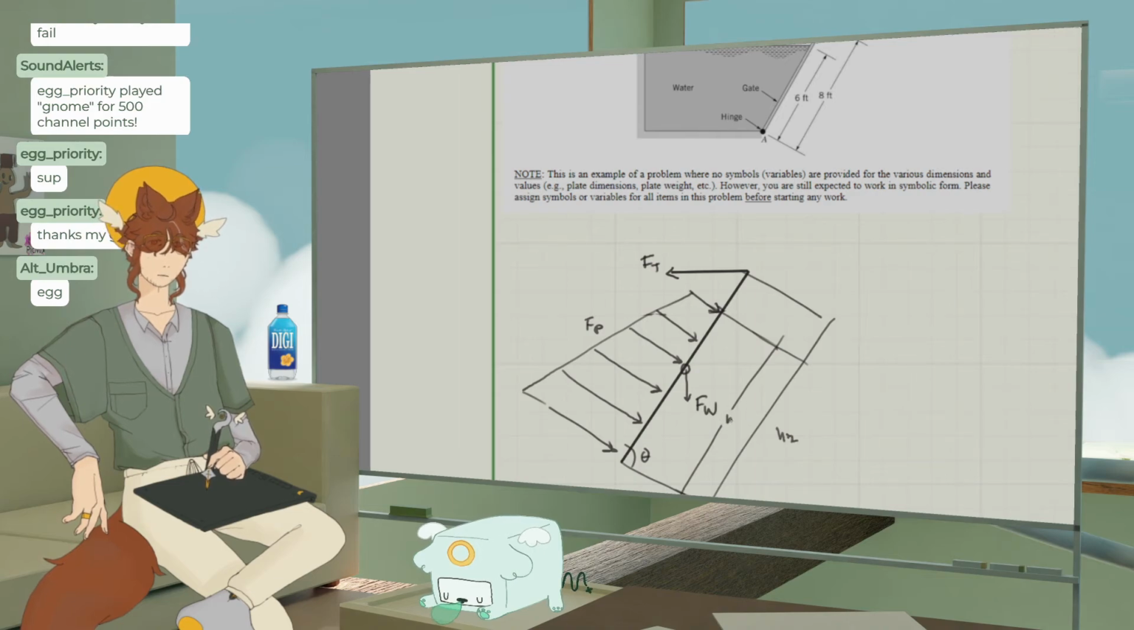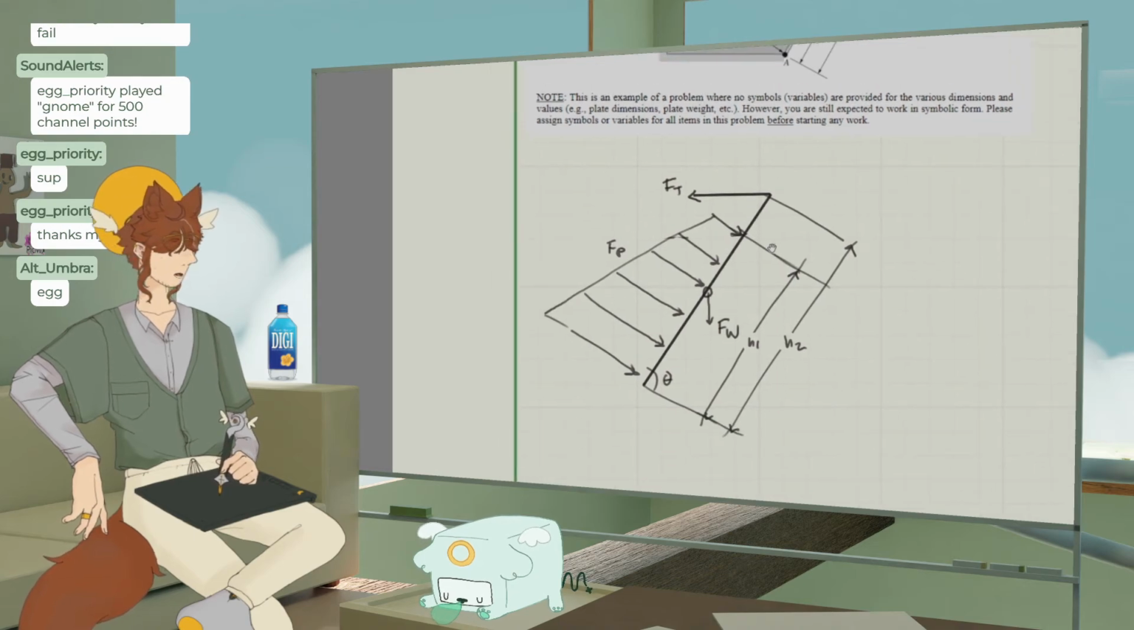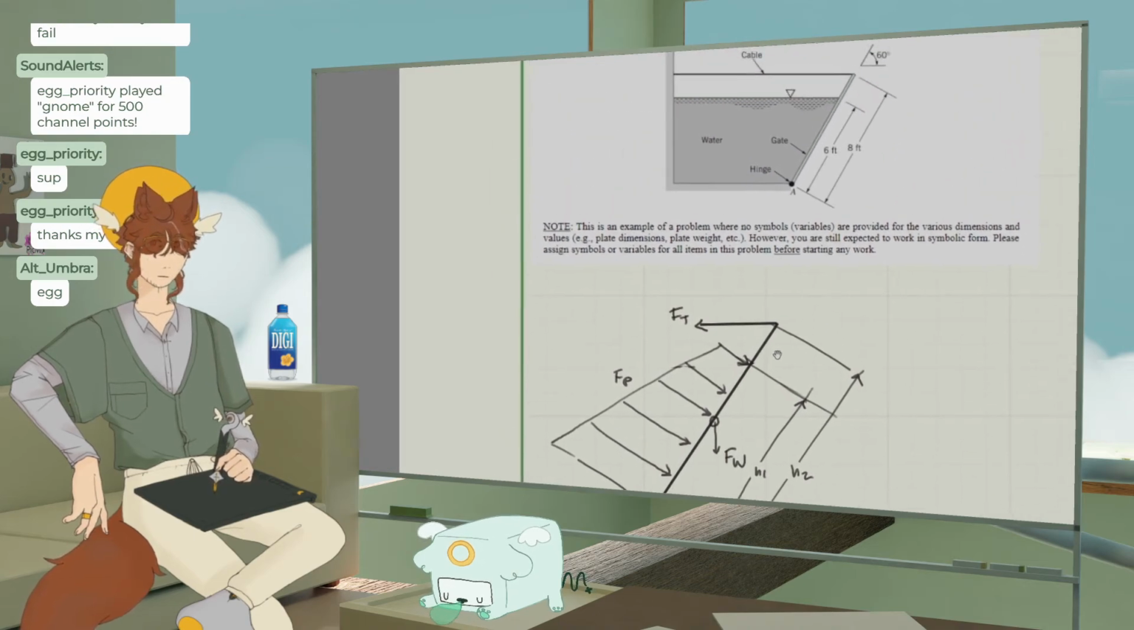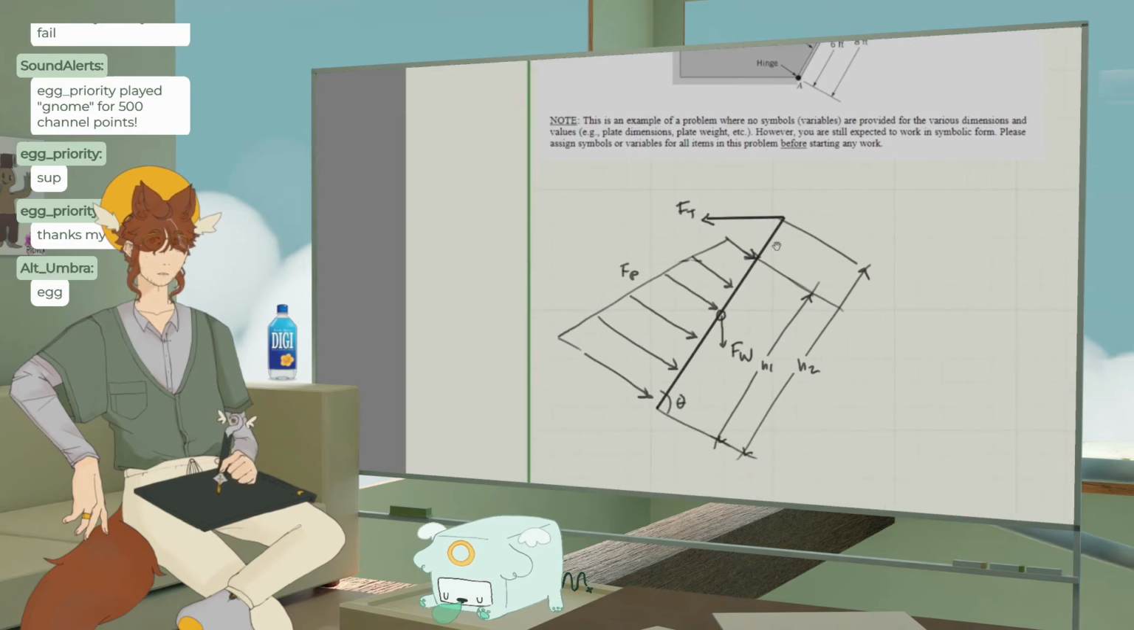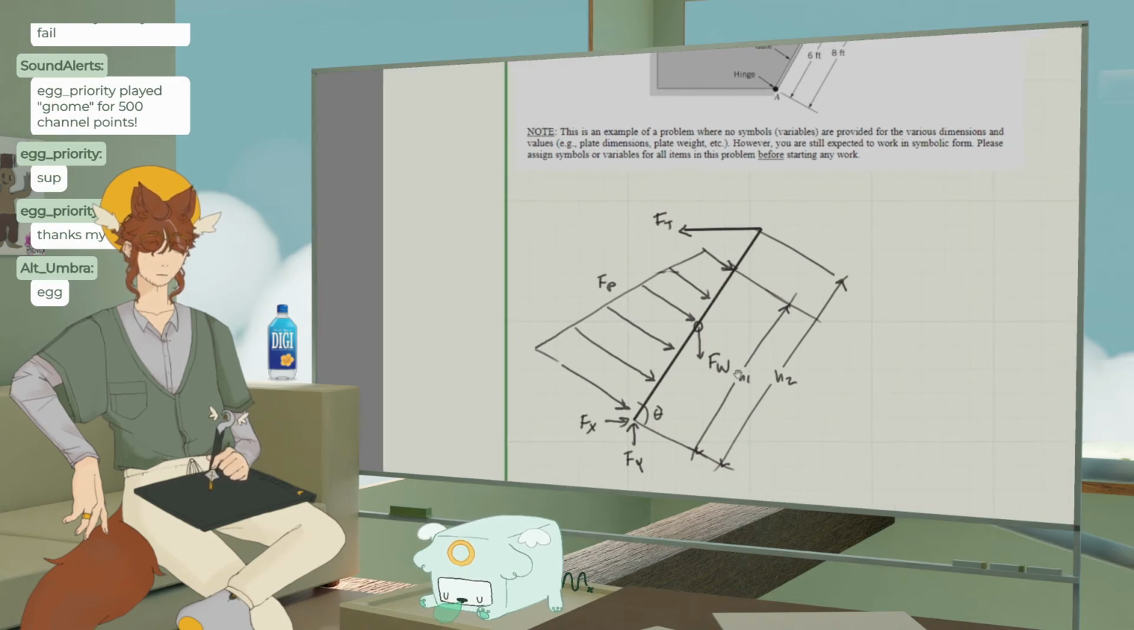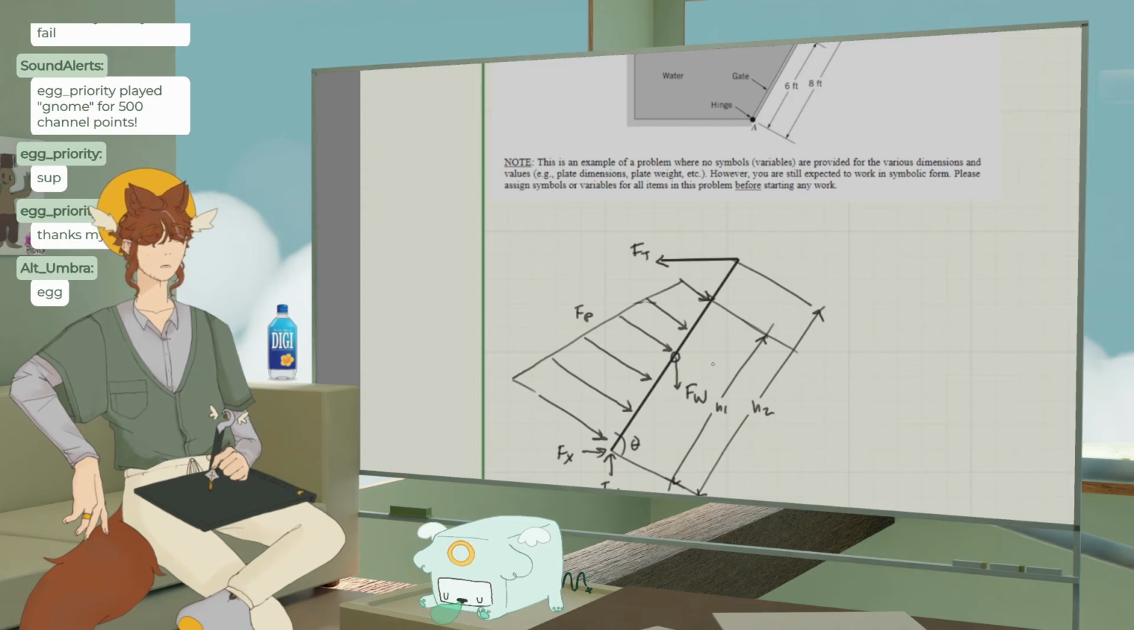Let me move these in here. There we go. You got that ANSI standard, if you know what I mean. Kind of a little goofy, but I think that's everything. Oh, there's a hinge, so we have a point force here. I guess I could call him R. Oh, we need a coordinate system.